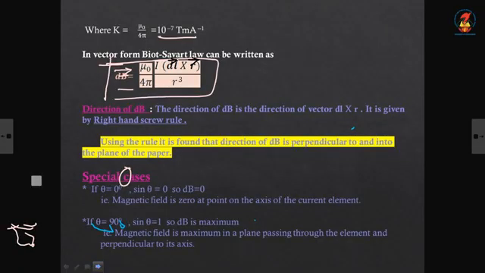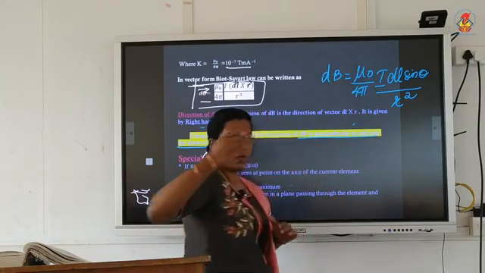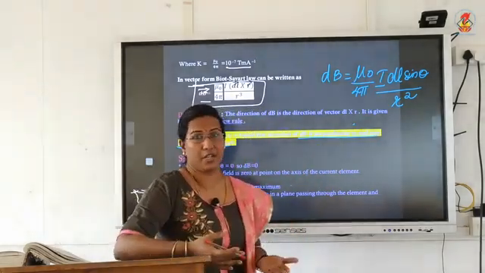So the direction of dB is the direction of vector dl cross r, and it is given by the right hand screw rule, and in our case it is found that the direction of field dB is perpendicular to and into the plane of the paper. So next we got the equation dB is equal to mu 0 by 4 pi, I dl sin theta by r square. Now we are going to apply some special conditions here.